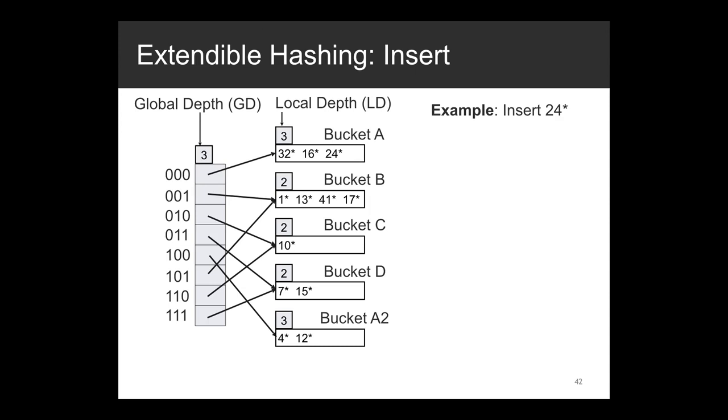Okay, so now if a new search key comes in, you do the global depth 3, so 2 to the 3 is 8. Do a mod 8. If the mod 8 is 0, you go here. If the mod 8 is 1 or the mod 8 is 5, you come here. Okay, does that make sense? If the mod 8 is 2 or if the mod 8 is 6, then you go here.